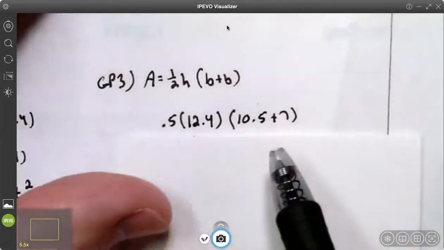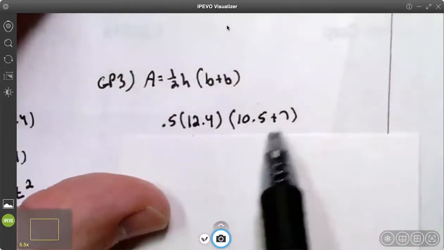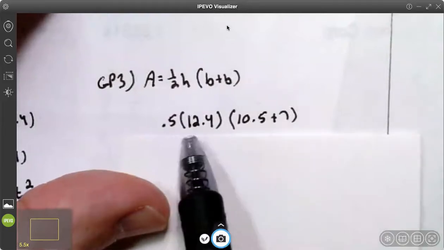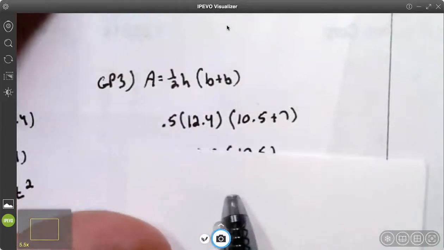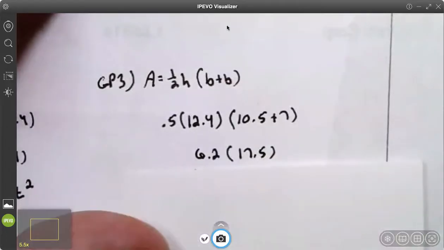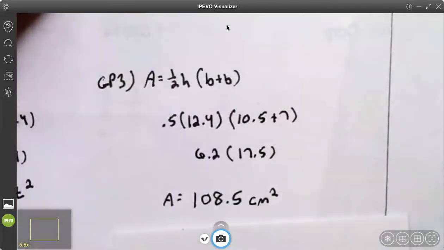Now I can do the next step in my head. Do what's in the grouping. 7 plus 10.5 is 17.5. And half of 12.4, well, half of 12 is 6, and half of 4 is 2, so 6.2. So that we can do in our head. But now we need a calculator to multiply these two numbers together. And our answer is the area is 108.5 square centimeters, or centimeters squared.